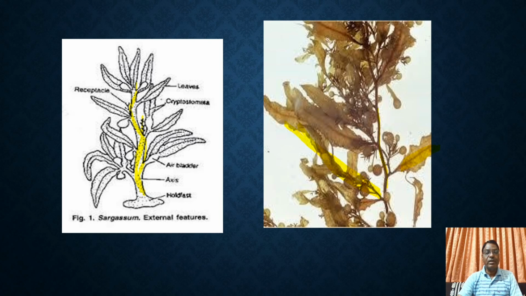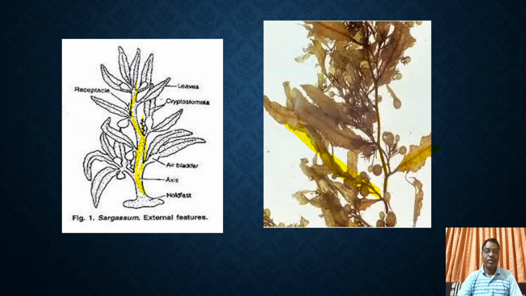Here the receptacle is shown, and in this photograph this dark brown colored hair-like structure which is dichotomously branched is a receptacle. The function of the receptacle in this plant body is reproduction; it bears reproductive structures. So the function of this basal holdfast is root-like. The main axis is a stem-like structure and performs the function of a stem of a higher plant.